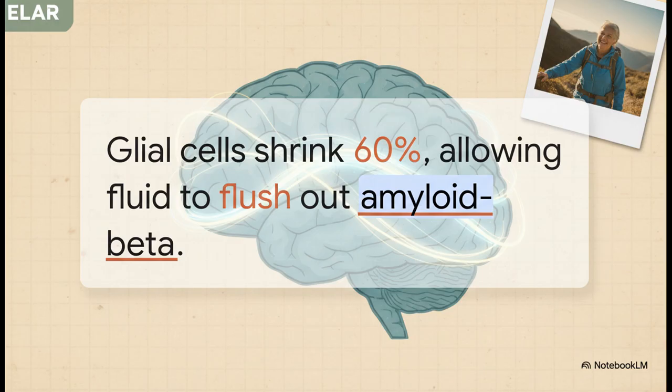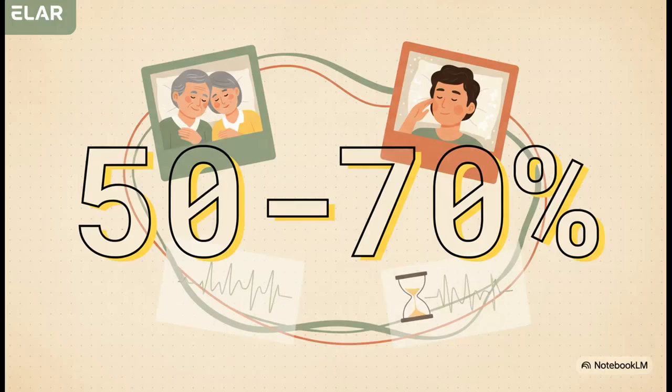Basically, your brain's glial cells literally shrink by 60%. Why? To let cerebrospinal fluid rush in and wash away metabolic waste, specifically amyloid beta, which is a toxic protein heavily linked to Alzheimer's. So when your deep sleep gets fragmented, it actively impairs this neurotoxin clearance. That's a direct, undeniable link between chronic sleep deprivation and neurodegenerative risk. And that brings us to a pretty staggering statistic, 50 to 70%.